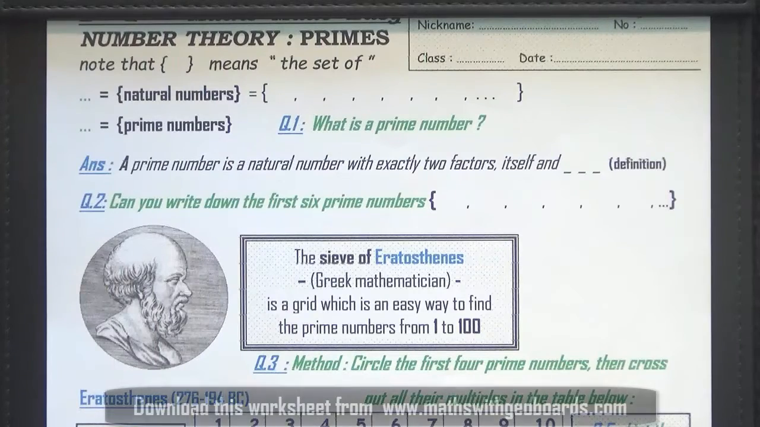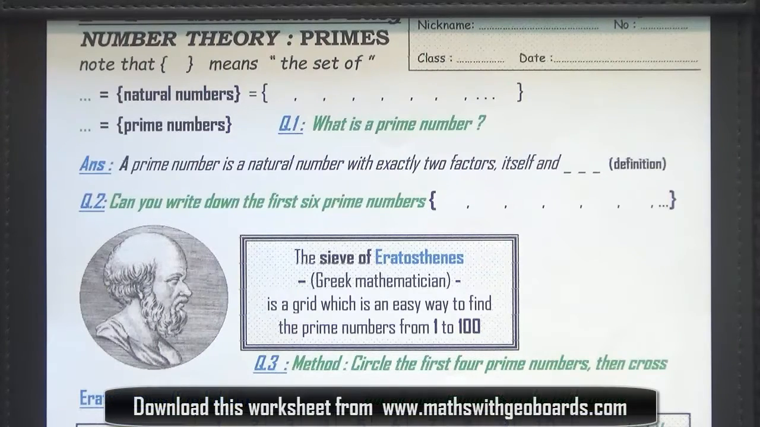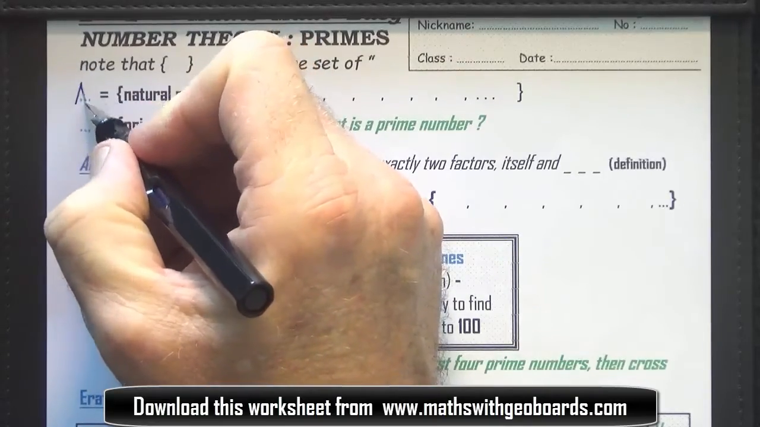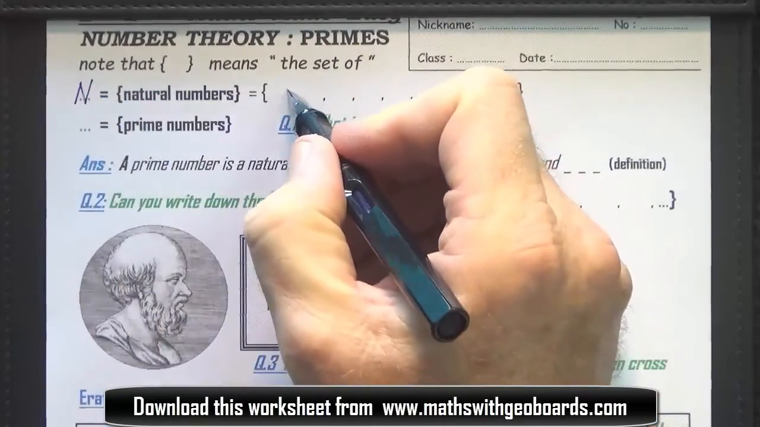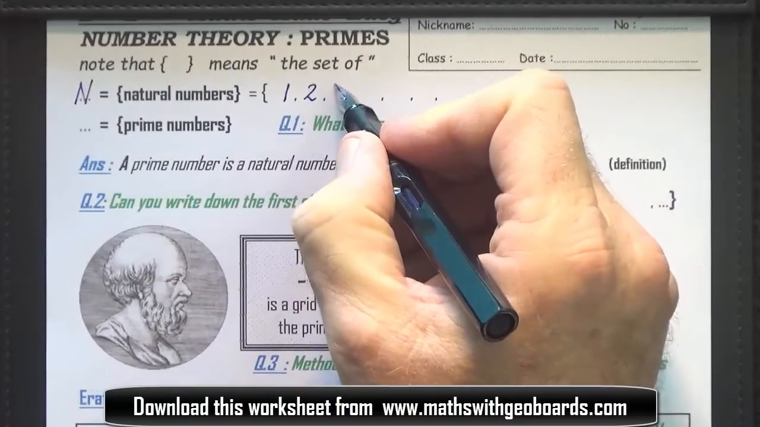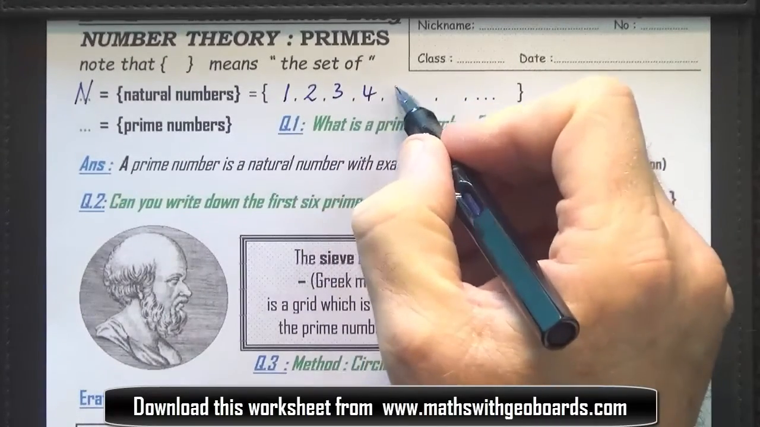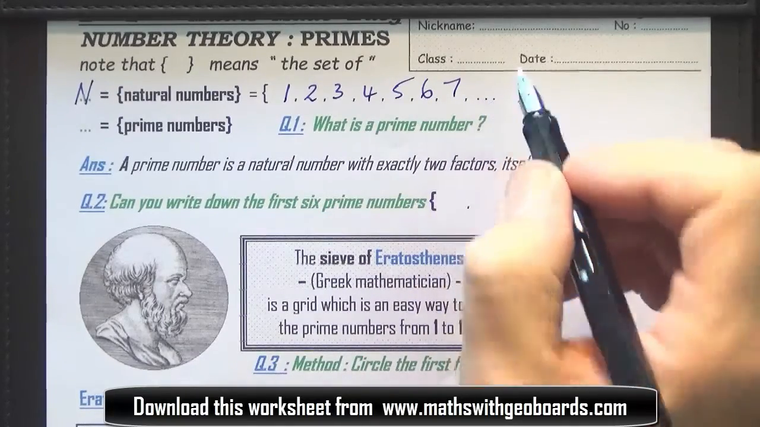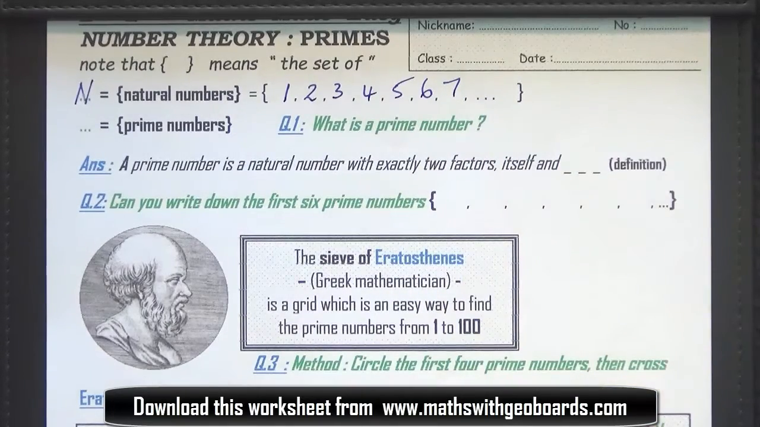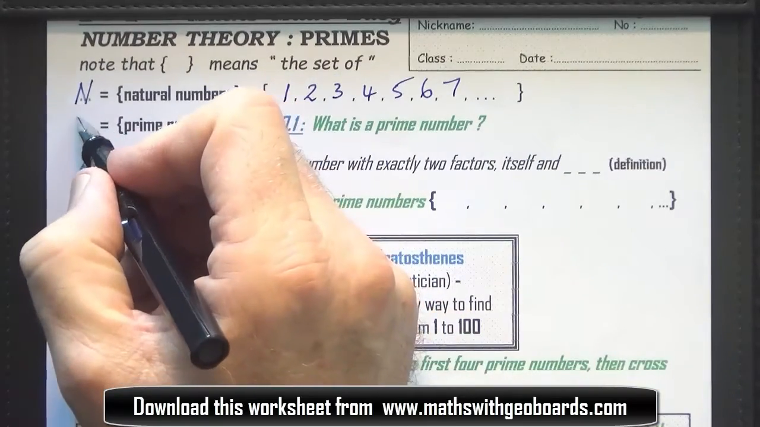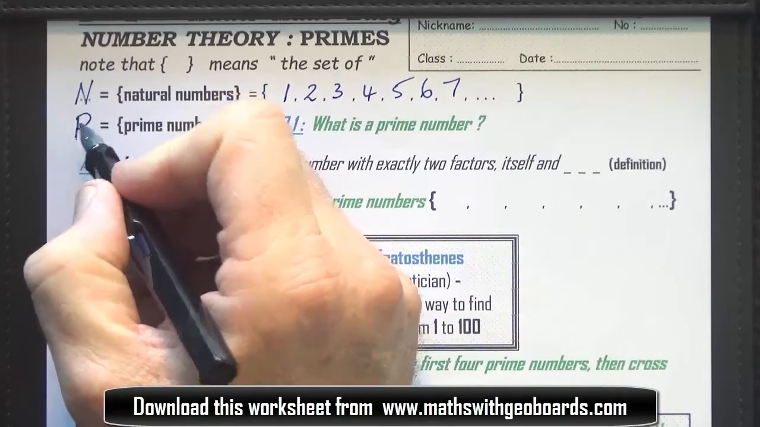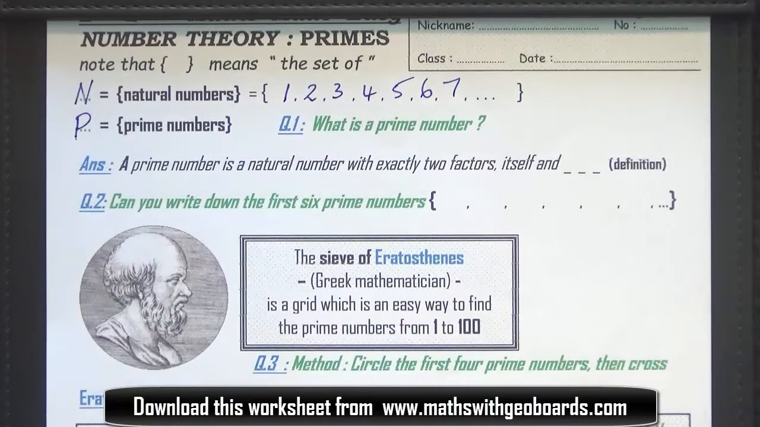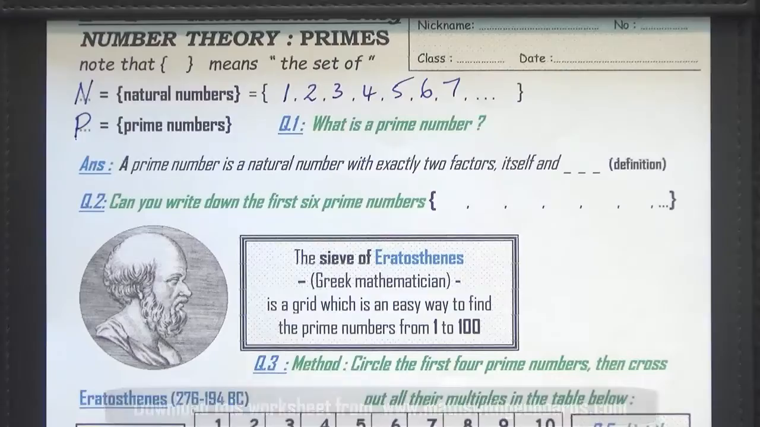G'day. Today I want to discuss prime numbers. Now the prime numbers are part of the natural numbers, which you'll remember have the symbol N and are just 1, 2, 3, 4, 5, 6, 7 and so on. The prime numbers are given the letter P. What is a prime number? I want to go over to the whiteboard and show you.